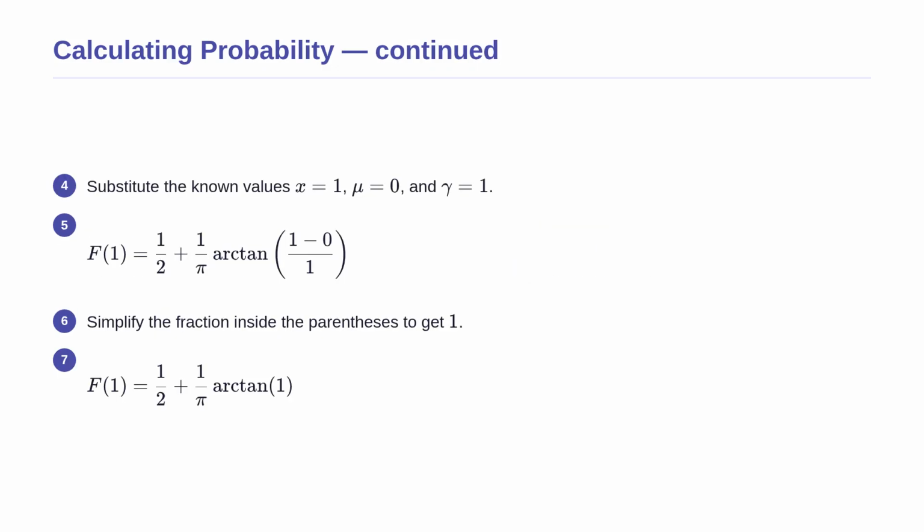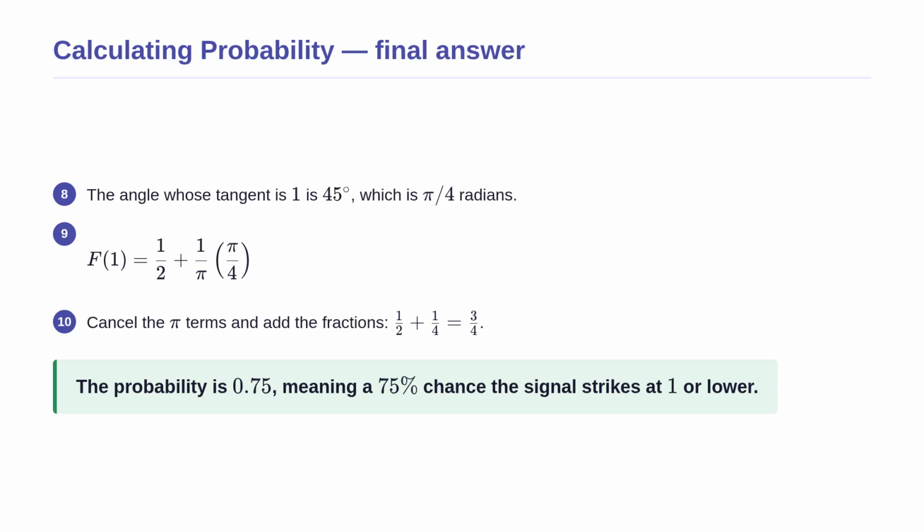Continuing with our calculation, we carefully substitute our given numerical values into the formula. We replace the variable x with 1, mu with 0, and gamma with 1. The fraction inside the parentheses simplifies beautifully. 1 minus 0 is 1, and dividing by 1 just leaves us with 1. So we now need to evaluate the inverse tangent of 1. Now for the final steps. In trigonometry, the angle that gives a tangent of 1 is 45 degrees, or pi over 4 radians.